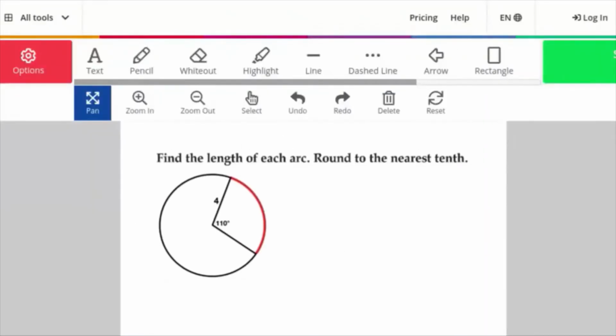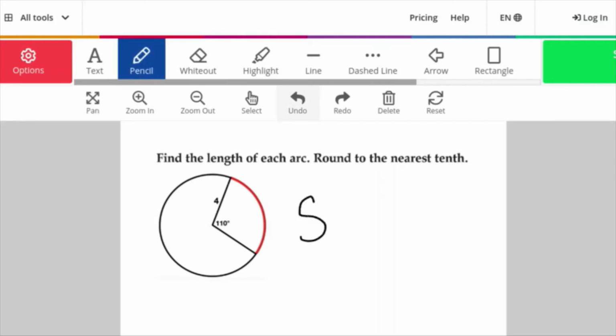Yes, so here I'm going to be solving these two questions. So first of all, find the length of each arc, round to the nearest tenth. The formula to find the length of an arc is S, which represents the arc, equals R times theta. And what does theta represent?